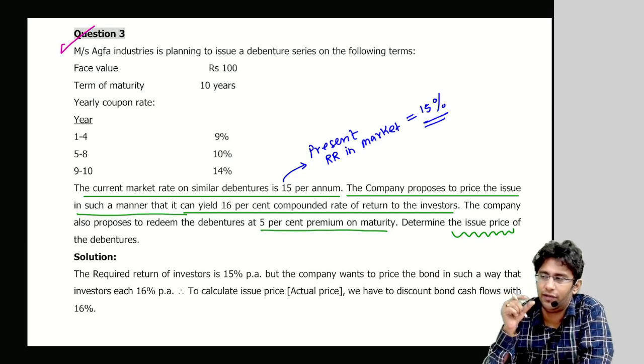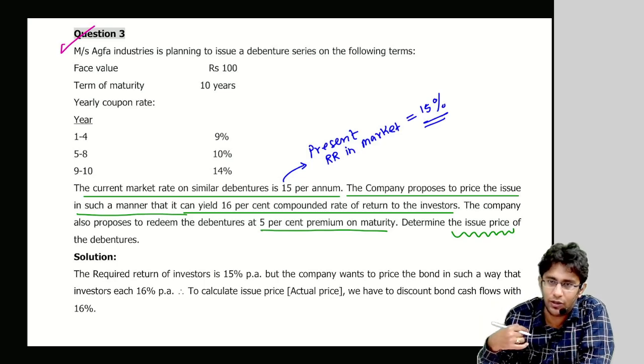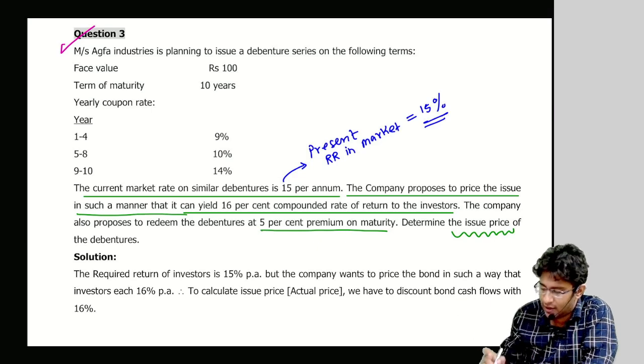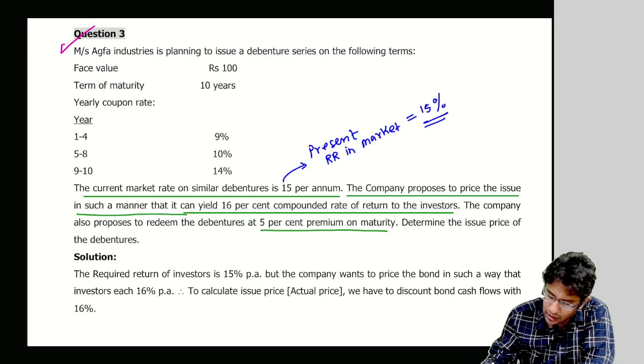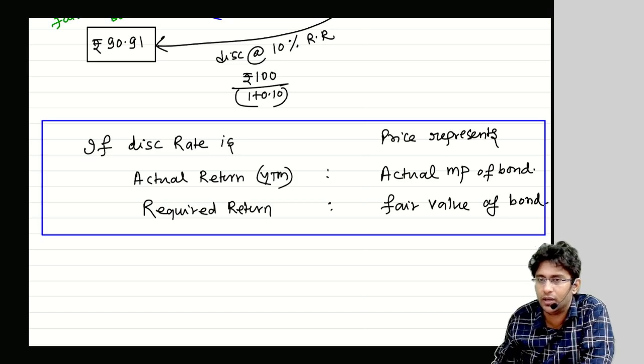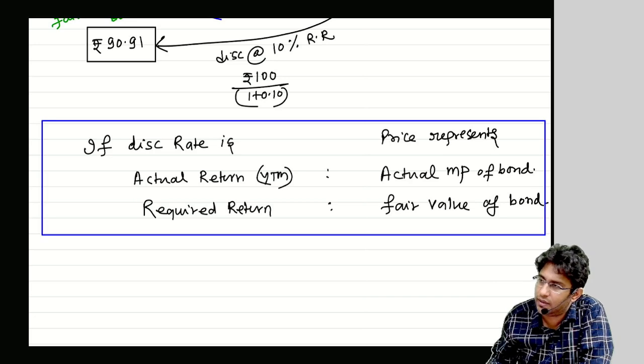Issue price means, if I quote something as the issue price, what will the investor do? He will pay me that money, no? So that is going to become the market price. So indirectly, what is he asking? Tell me the market price. If you want the market price as your answer, your discounting rate should be the actual return, not the required return.